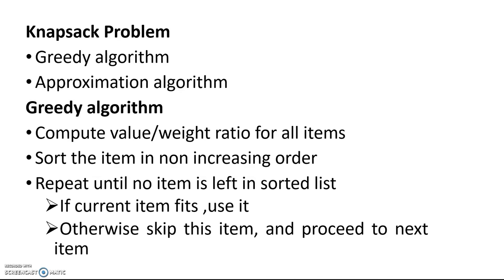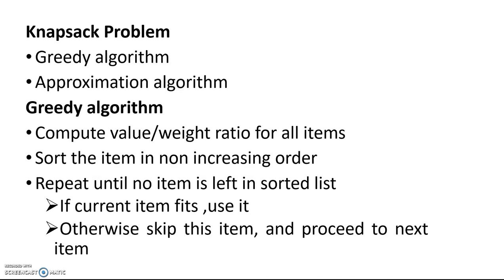First step is we need to compute the value by weight ratio for all the items listed in the table. The second step is to arrange all the items in terms of their value by weight ratio in a non-increasing order, or otherwise a descending order. And the third step is to repeat the following two steps until all the items present in the sorted list have been processed.